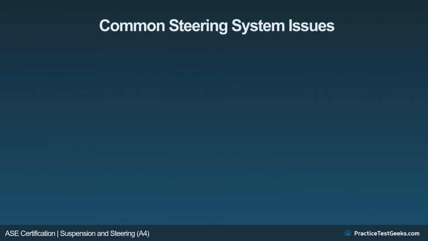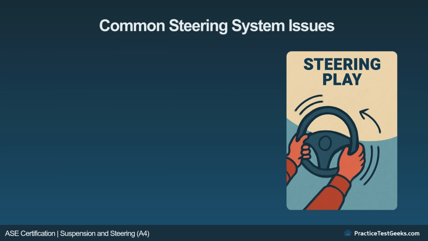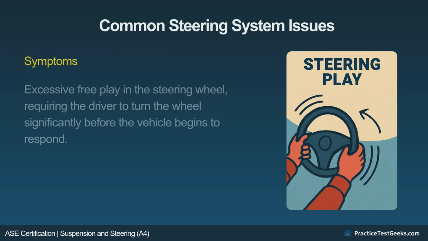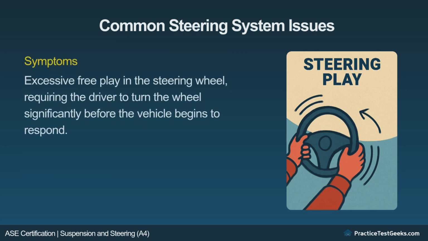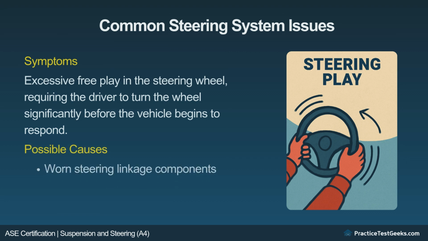Common steering system issues. Steering play. Symptoms. Excessive free play in the steering wheel, requiring the driver to turn the wheel significantly before the vehicle begins to respond. Possible causes. Worn steering linkage components. Worn tie rods, steering rack, or pitman arm can cause steering play.